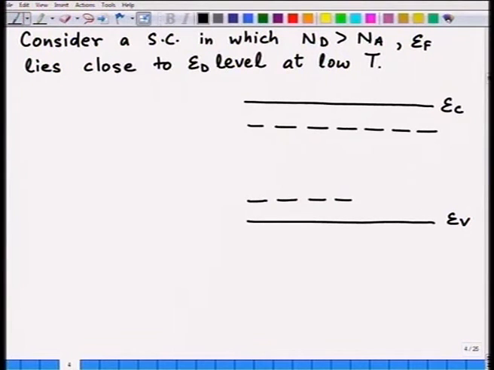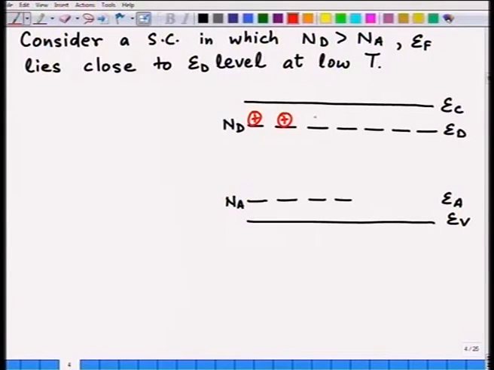So NA is smaller than ND, so I have shown 7 segments here for ED level, and at EA level I am showing you only 4, because that represents NA, the number of such sites per unit volume. And this is ND, the number of phosphorus atoms, or number of boron atoms in the case of Na, number of phosphorus atoms in the case of Nd, per unit volume, of course, always.